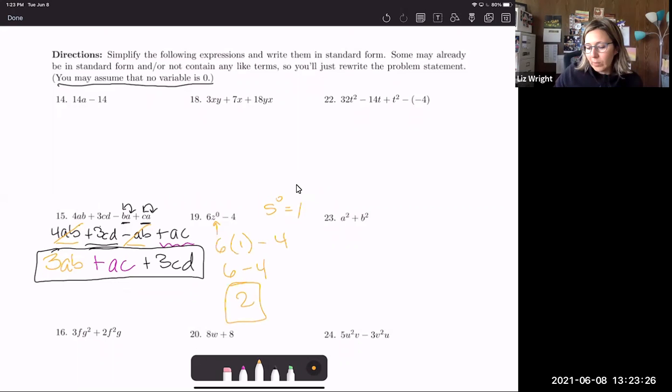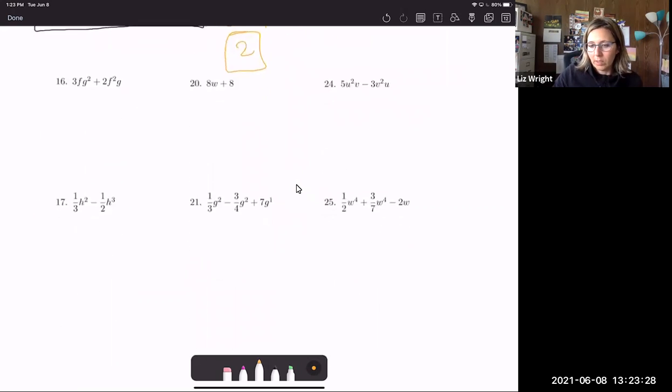Let's check out number 21. Let's try 21. So 21, again, it's similar to the one with a fraction on the previous page. We're looking for any like terms, and I see like terms here of g squared. And then this g to the first, I'm just going to rewrite it as plus 7g when I get there. But what that means is I need to get a common denominator in order to subtract those fractions.